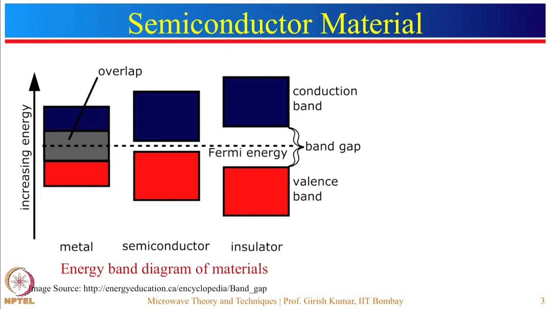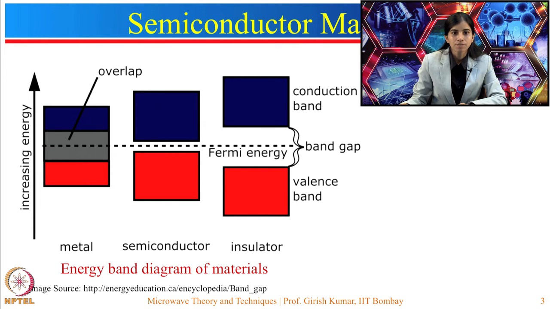The next type of material is the semiconductor material. The band gap in the semiconductor material is between that of the insulators and the metals. It is of the order of 1 electron volt. Now, at room temperature, the electrons gain sufficient energy from the thermal energy so that they can move from the valence band to the conduction band.